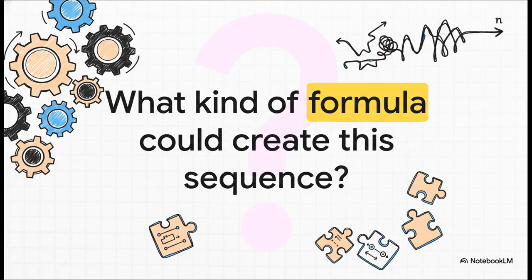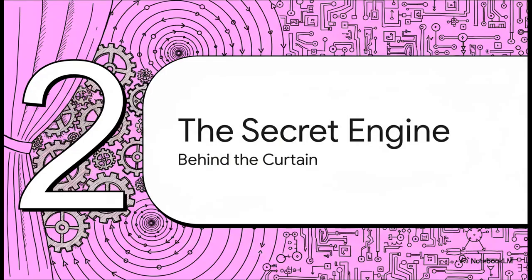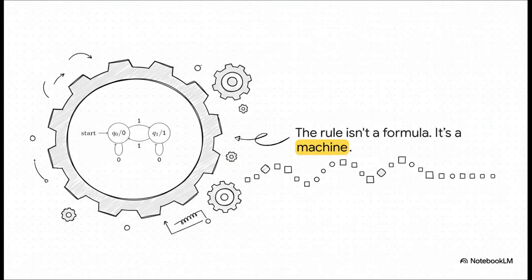And that's because we've been looking in completely the wrong place. The answer isn't a formula that you can just write down on paper. It's a machine you can actually build. So let's pull back the curtain and take a look at the secret engine that's powering this whole thing. This is the big aha moment. The rule isn't an equation, it's a machine. A very, very simple machine called a finite automaton. And this little diagram right here, with just 2 states, Q0 and Q1, and a couple of arrows, contains the entire instruction manual for generating that infinite sequence.